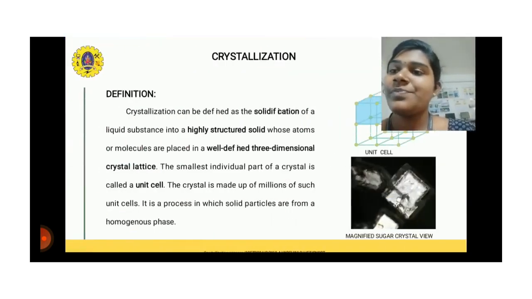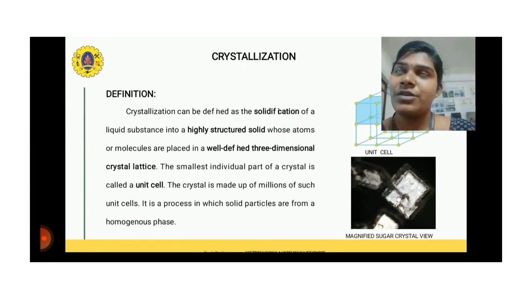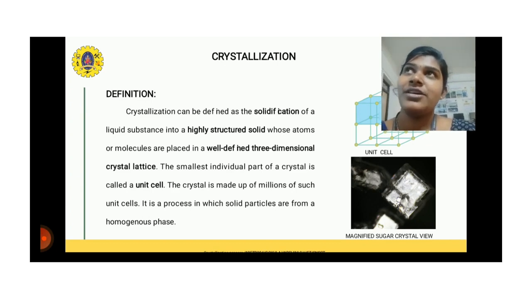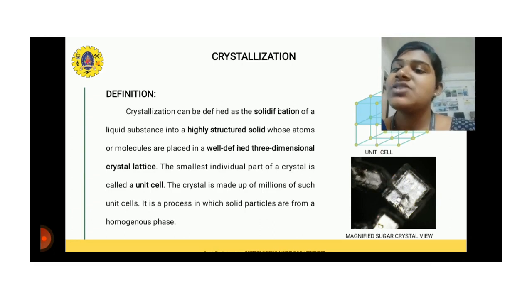So first of all, crystallization. When you say a crystal, what will come into your mind? For example, take a food. What food will come into your mind when you think of a crystal? For example, sugar. Crystallization is defined as the solidification of a liquid substance into a highly structured solid whose atoms or molecules are placed in a well-defined three-dimensional crystal lattice. The smallest individual part of a crystal is called the unit cell. The crystal is made up of millions of such unit cells, and it is a process in which solid particles are formed from a homogeneous phase.